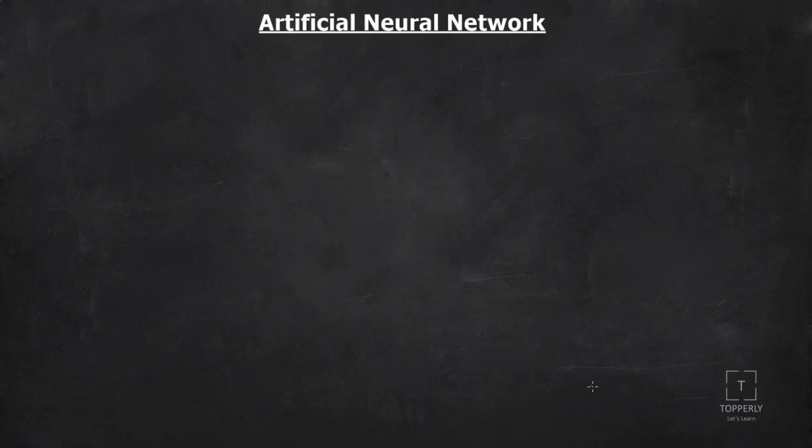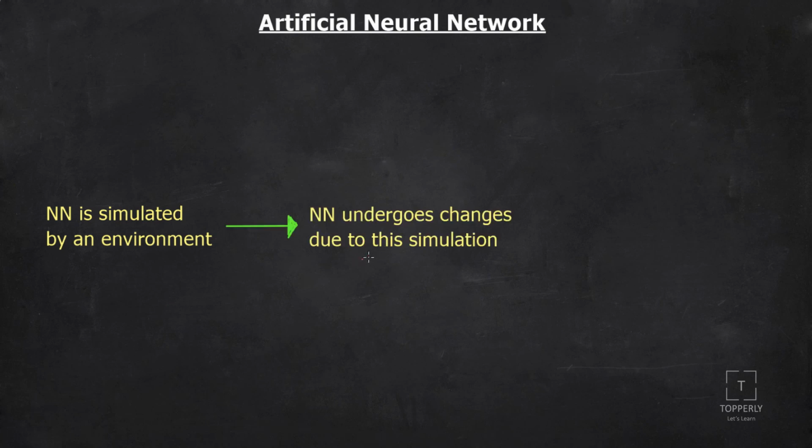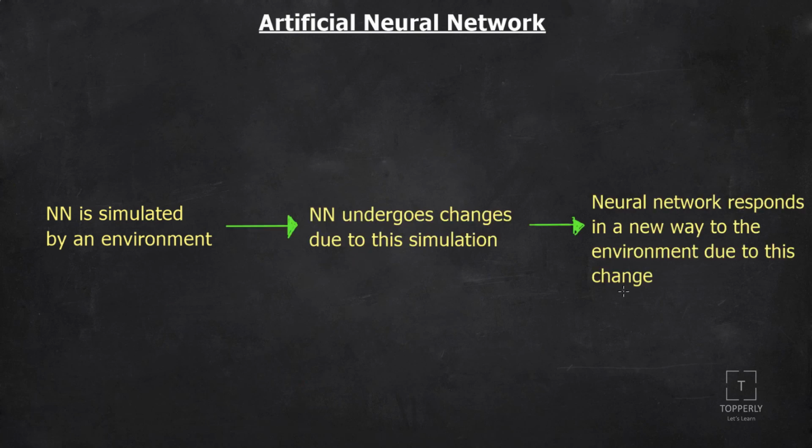The learning process in the case of neural networks constitutes the following sequence of events. In the first sequence, the neural network or NN is stimulated by an environment. Then, the NN undergoes changes due to this stimulation. And finally, the neural network responds in a new way to the environment due to this change. So, the learning process is as simple as this. If you look at this, you can see the similarity between these sequences and how our brain learns, right?